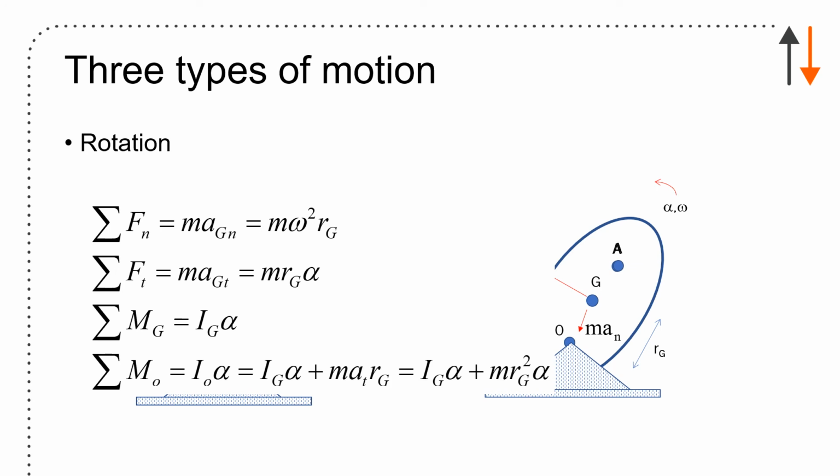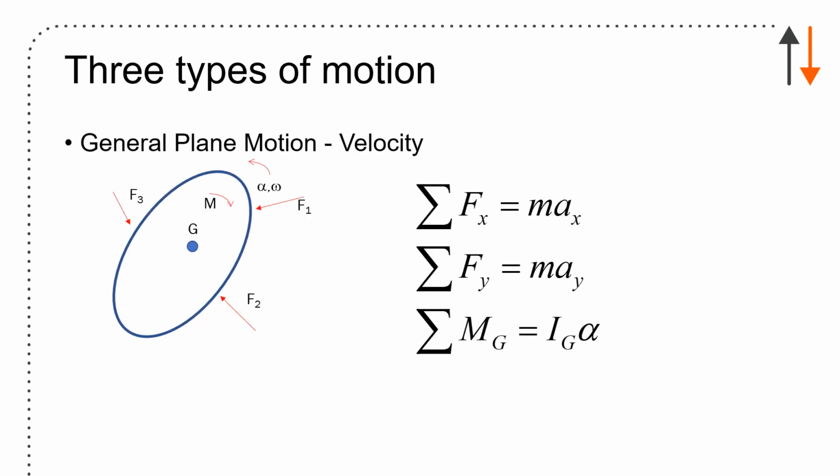Remember that previously when we talked about parallel axis theorem, it really is a way of translating, moving that translational component of acceleration, and we end up with I_G plus m r_G squared, times alpha for that term, and it puts it around point O.